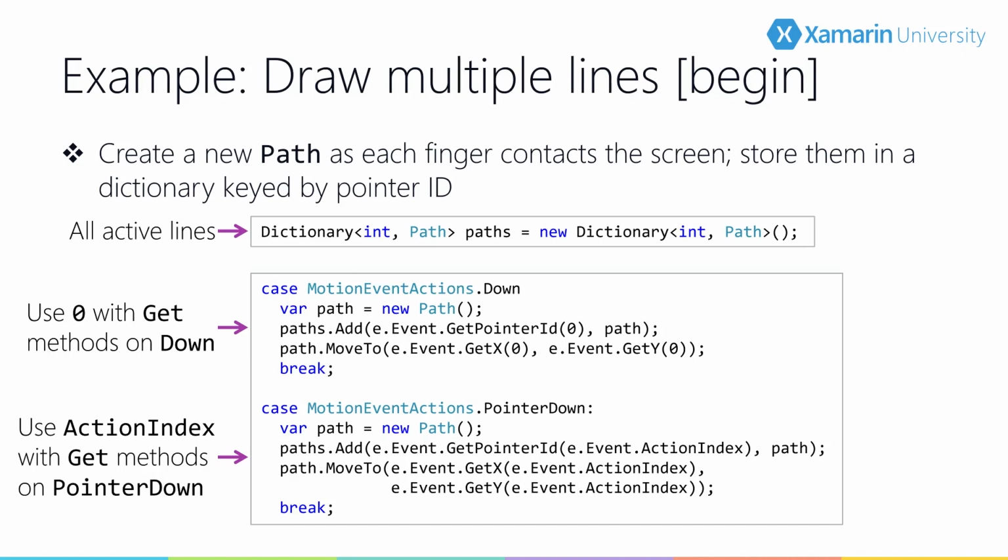The code for the down and the pointer down actions is similar. Create a new path object and add it to the dictionary. The two only differ in how they access the event data. The down action uses a hard-coded index of 0, while the pointer down action needs to use the action index.